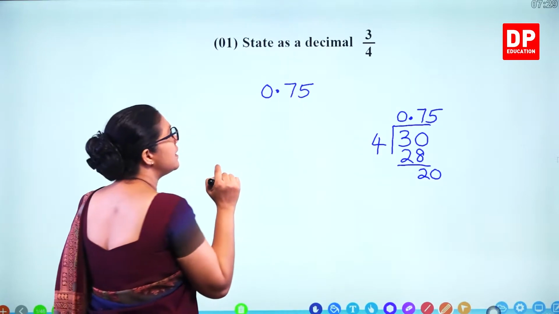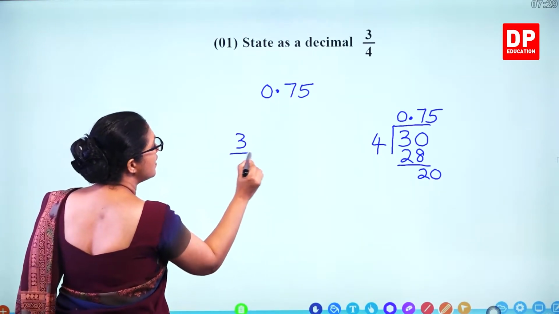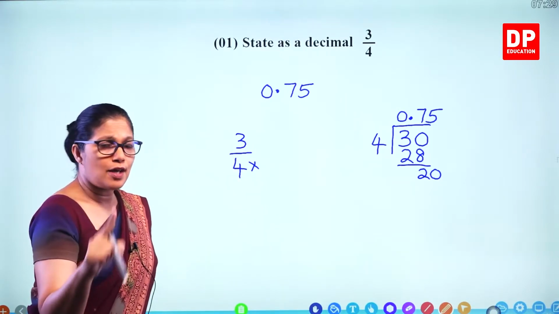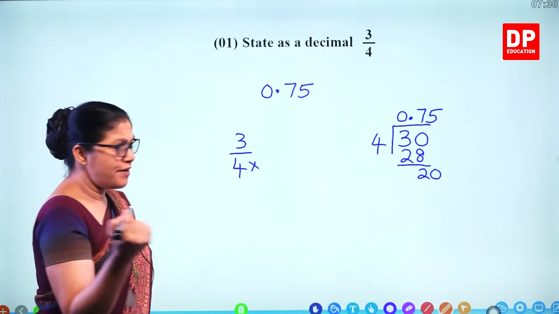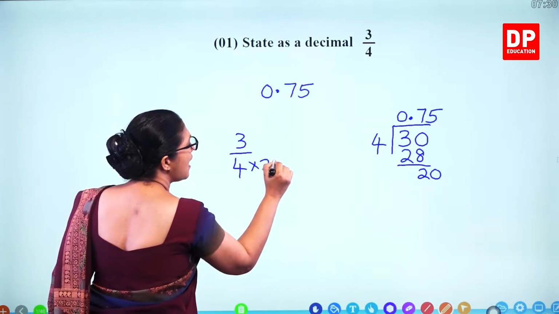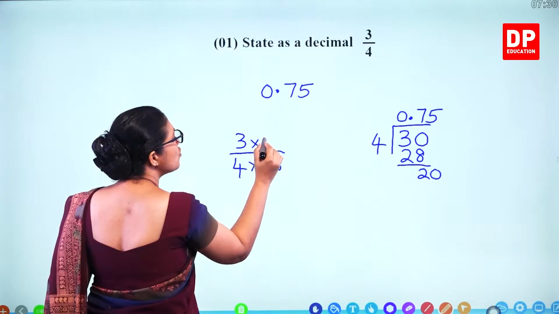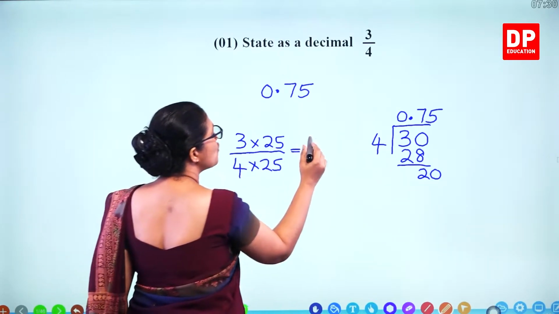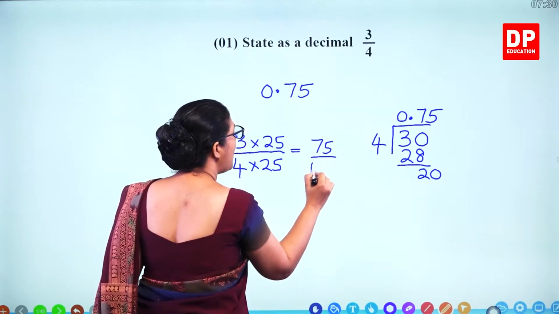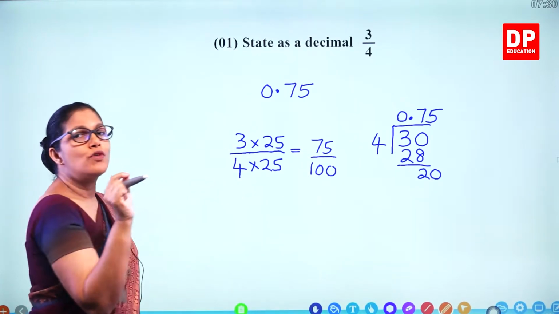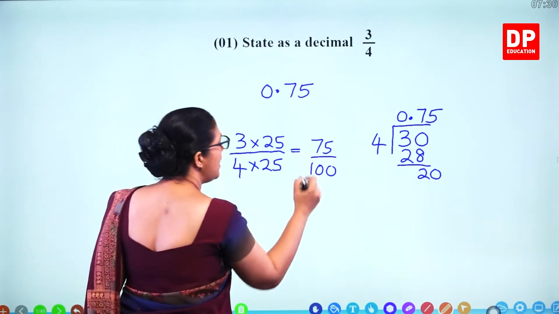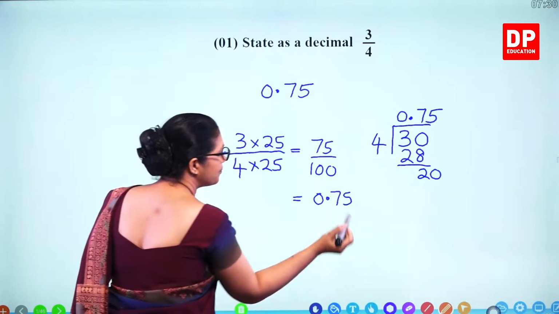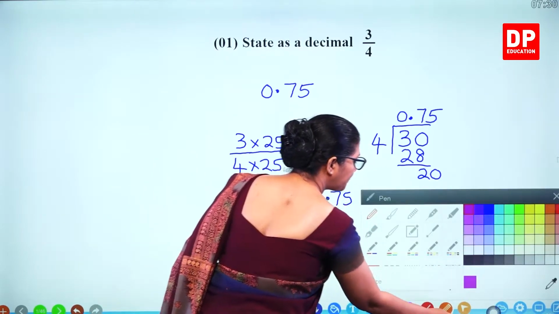What's the other method? You can convert the denominator to either 10, 100, 1000 like that. So we can convert to 100. 4 times 25 is 100, so do the same thing to the numerator. Multiply by 25. So 3 times 25 is 75. Divide by 100, that means move the decimal point 2 places to the left. 0.75. So 2 marks for that.